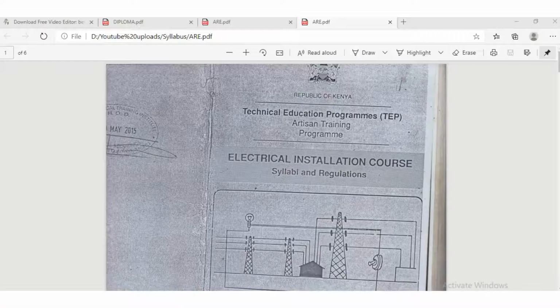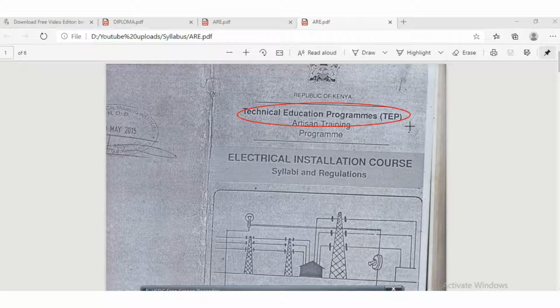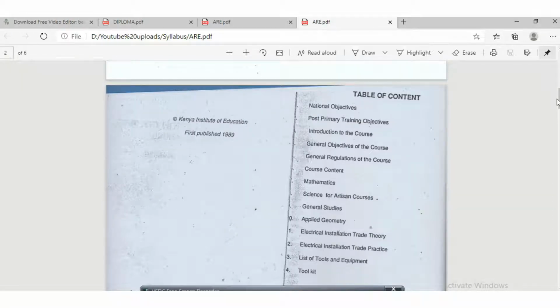The first entry level for electrical engineering is artisan level. Here I have the syllabus for artisan level. This syllabus is for an earlier system called TEP, which is being phased out. For the artisan level, it's still like that, but for the certificate and diploma level, it has been phased out by another system called the modular program, where the student does an NEC exam after every module. Let us go through the content and see what artisan level is all about.